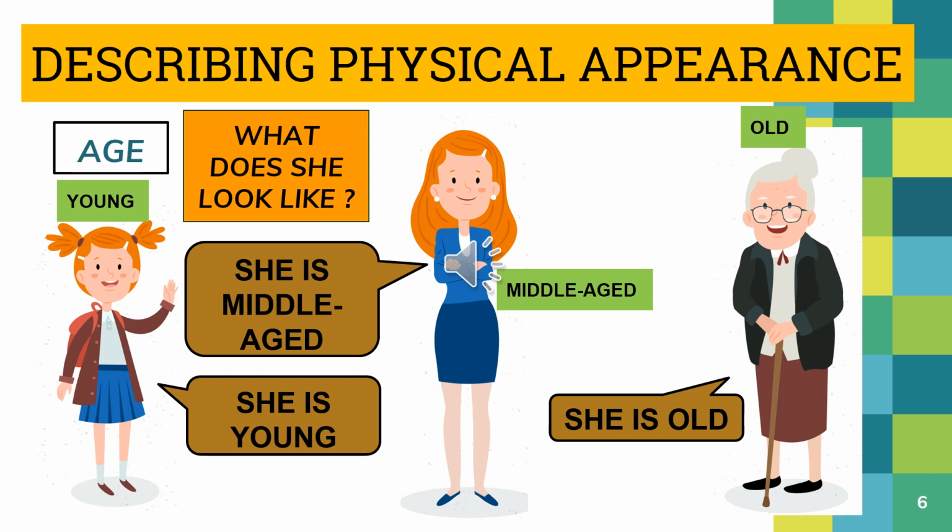The expression of asking about physical appearance is "What does she look like?" So you can answer the question with she is young, she is middle age, or she is old. Middle age is between 30 and 50. So someone old is like your grandmother or your grandfather.